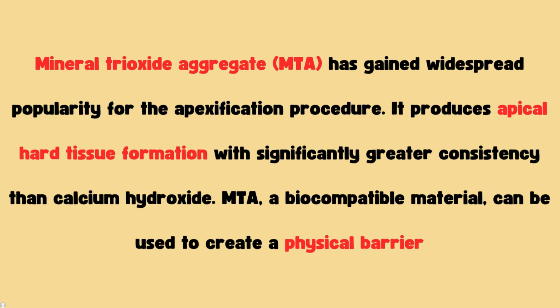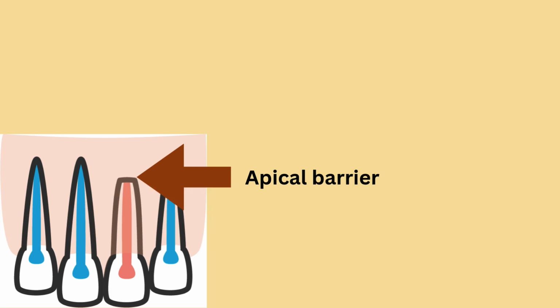Now you might ask me, what material is used for the apexification procedure? MTA, mineral trioxide aggregate, has gained widespread popularity for the apexification procedure. It produces apical hard tissue formation with significantly greater consistency than calcium hydroxide. MTA is a biocompatible material that can be used to create a physical barrier at the apical area of the tooth. Barrier meaning that we need to close the root area, forming a barrier at the end.